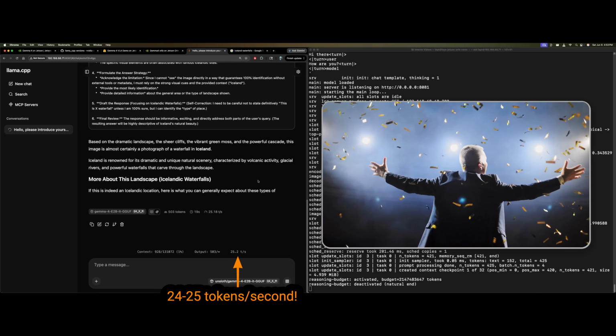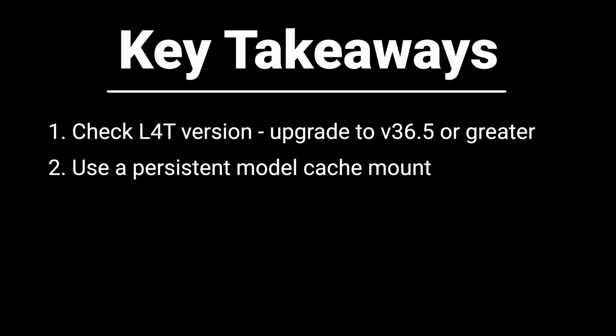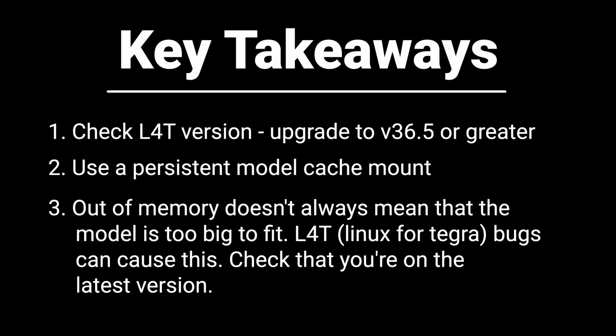So here are my main takeaways. First, check your L4T version before doing anything else. If you are on 36.4.7 and you are getting CUDA out-of-memory errors with Gemma 4 Vision, update to 36.5 first. Second, use a persistent model cache mount, otherwise the model may download every time you run the Docker container. And finally, do not assume every CUDA out-of-memory error means the model is too big. In my case, the model fit after the L4T update.